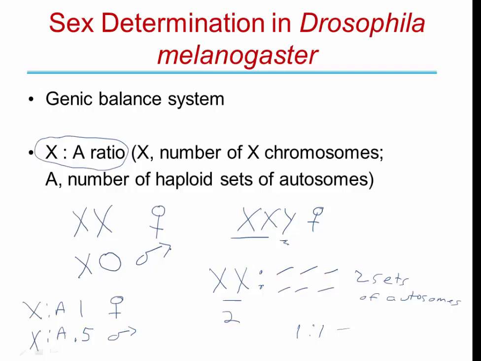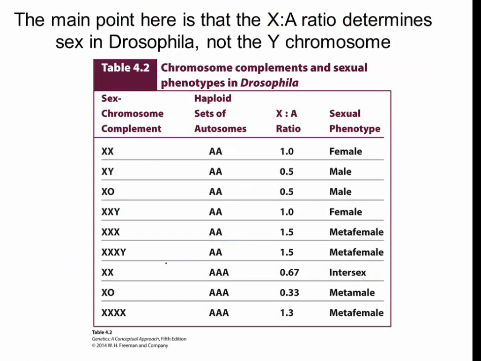So it's just a little bit more complicated. It's not the Y chromosome that determines sex. It's the number of X chromosomes, and more specifically, the number of X chromosomes related to the number of autosomes. If you think of it in terms of the number of X chromosomes, that'll be fine for now. But this just gives you an example of the different kinds of things you would see.